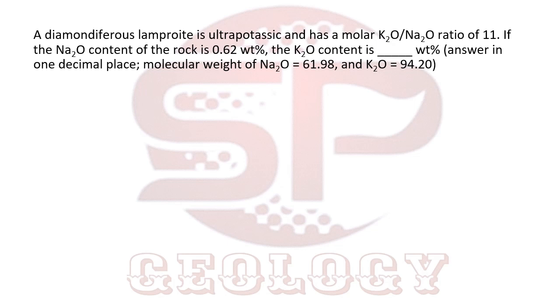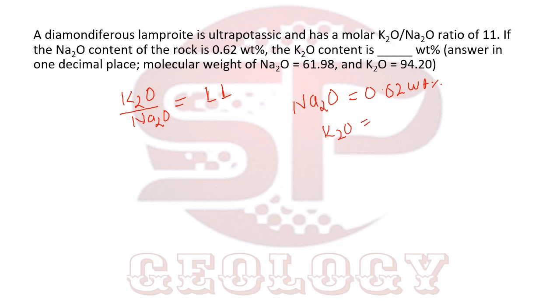There is also a diamondiferous lamproite that is ultrapotassic, with a molar ratio. Here the molar ratio of K2O and Na2O is given. It has a ratio of 11. The Na2O content is given as 0.62 weight percent, and we have to find out the K2O weight percent. First, the molar ratio is given as 11. So first we have to calculate the moles of Na2O. What will be the moles of Na2O here?